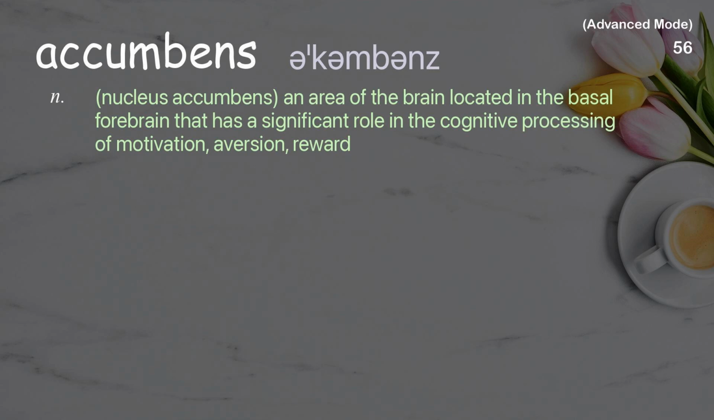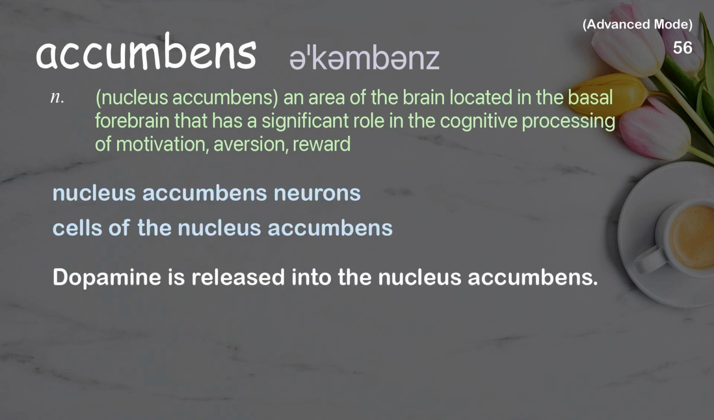Accumbens. Nucleus accumbens, an area of the brain located in the basal forebrain that has a significant role in the cognitive processing of motivation, aversion, reward. Examples: nucleus accumbens neurons. Cells of the nucleus accumbens. Dopamine is released into the nucleus accumbens.